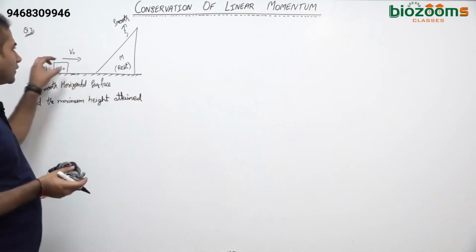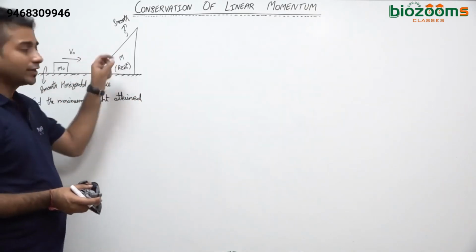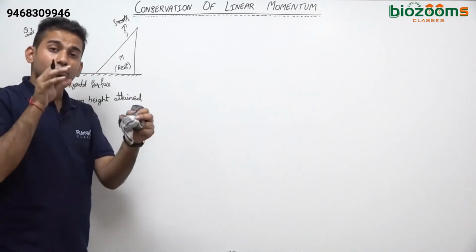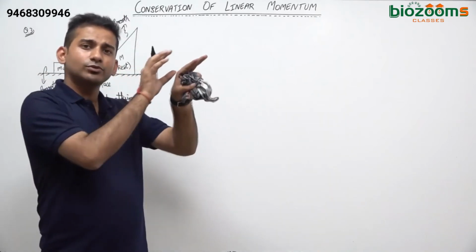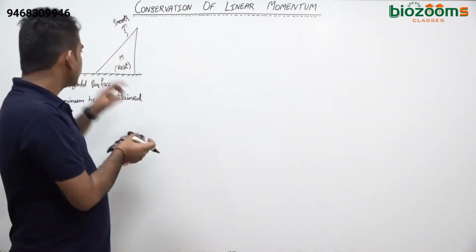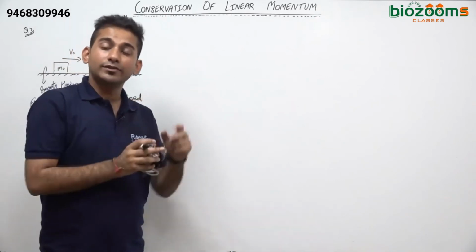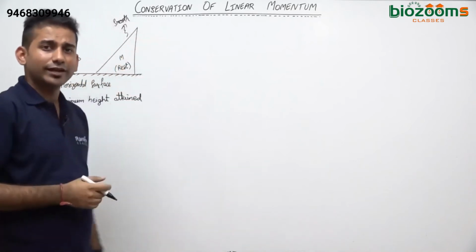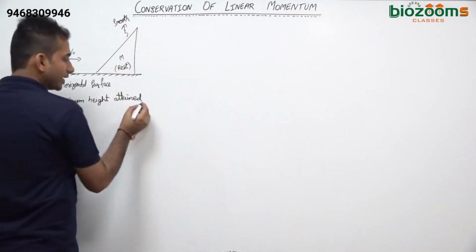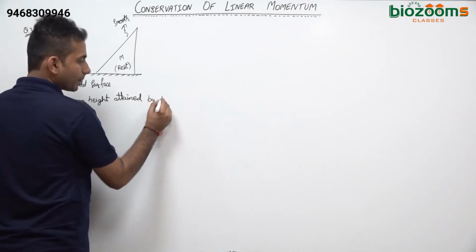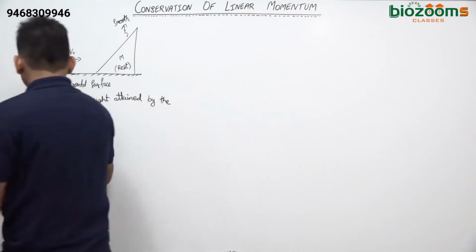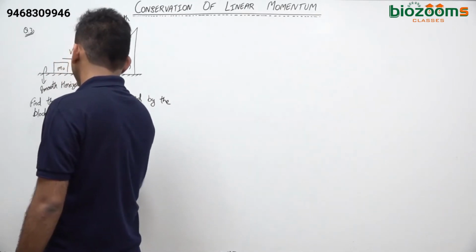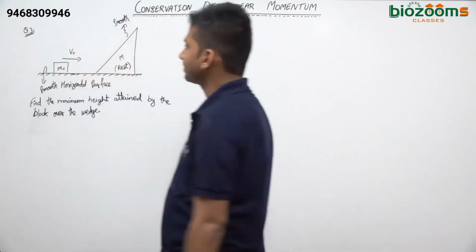Initially the block will be moving faster, and it will strike the incline. Since there is no opposition, the incline will also be moving forward. But since the block will be moving faster initially, it will try to move upward along the incline. After some time, when the incline becomes faster and the block becomes slower, the block is going to move down the incline. So you need to find the maximum height attained by the block over the wedge, or over the incline. So that's what the problem is.